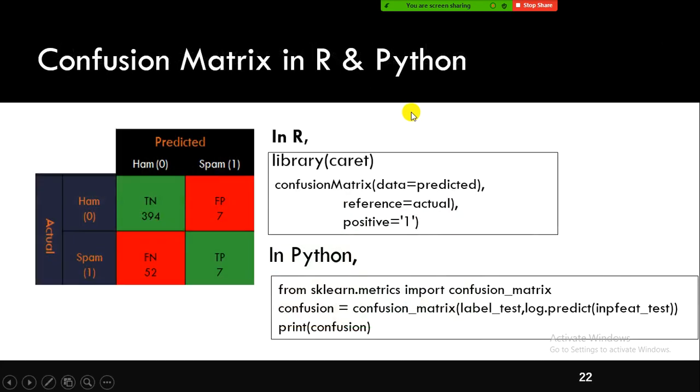This is basically to help you understand. In the case of Python, it will be confusing. It will simply display 394, 75, 2, 7. You might be confused about which one is predicted and which one is actual, right? That is the reason why I put this very clearly here. Hope this helps you to understand or interpret correctly in Python and R. In R it is easier; I think only in Python you'll face that issue.